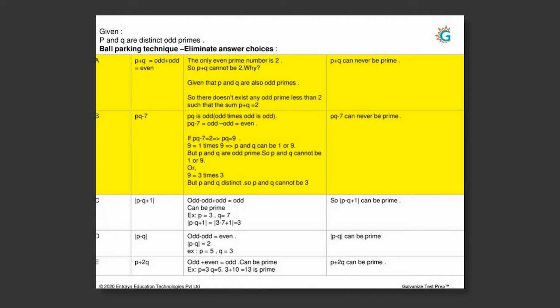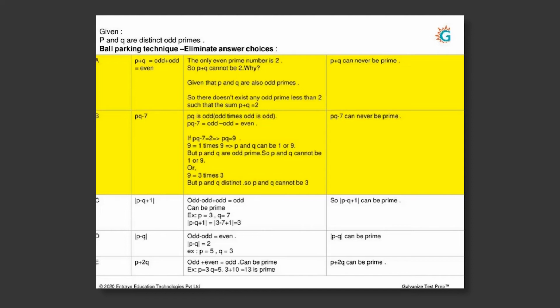The question is asking for never be a prime number, but mod of P minus Q plus 1 can be a prime number. When you say never, it should not be true for any value. Even if it's true for one value, you are not going to pick that option. Hope you are understanding what I'm saying now. Clear? Okay.